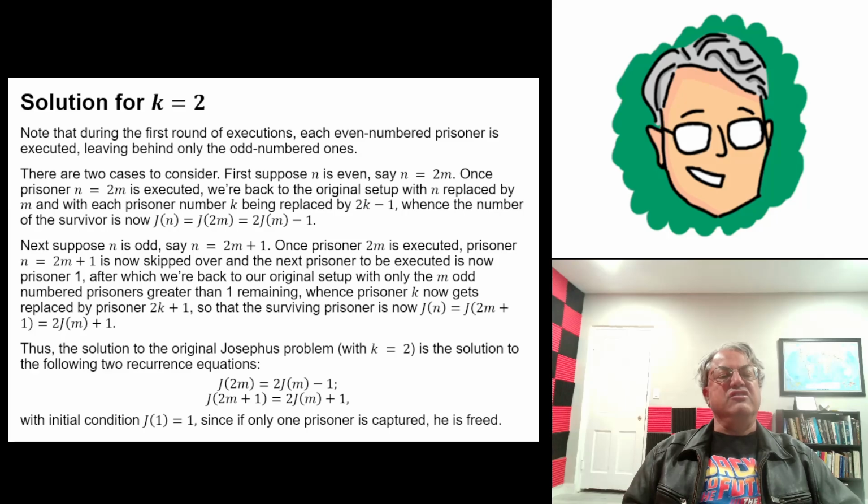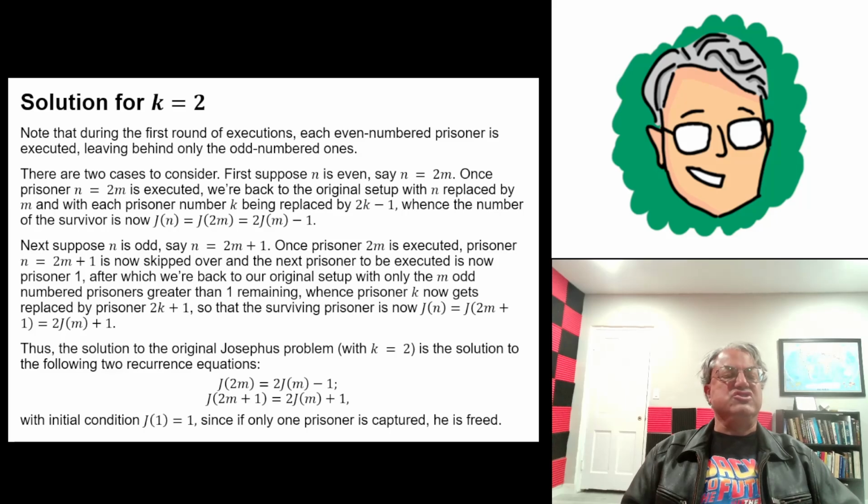So it's the same problem we started with, you just have to renumber things. And when you do that, you find that j of n in this case is j of 2m plus 1, because n is 2m plus 1, and that's equal to 2j of m plus 1. So we get these two recurrence equations from this analysis. We get j of 2m is 2j of m minus 1, and j of 2m plus 1 is 2j of m plus 1. Well, that's pretty nice.